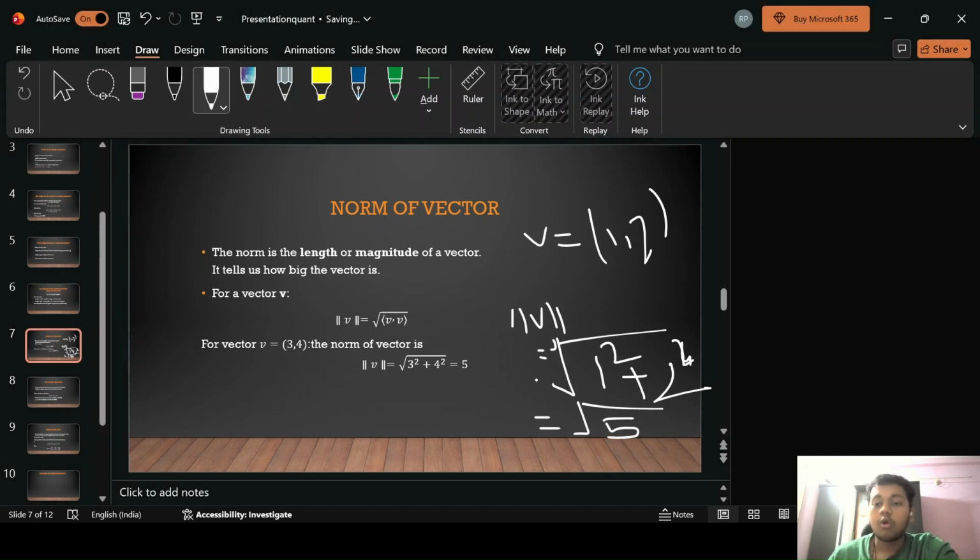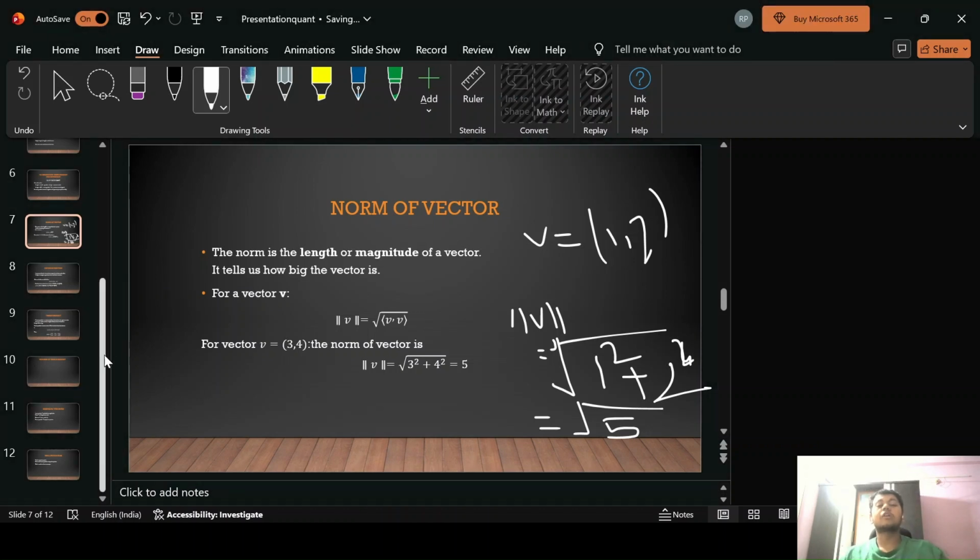And now I would like to tell you why norm matters. Because it helps in calculating errors in numerical methods, or it is used to define the distance between points.